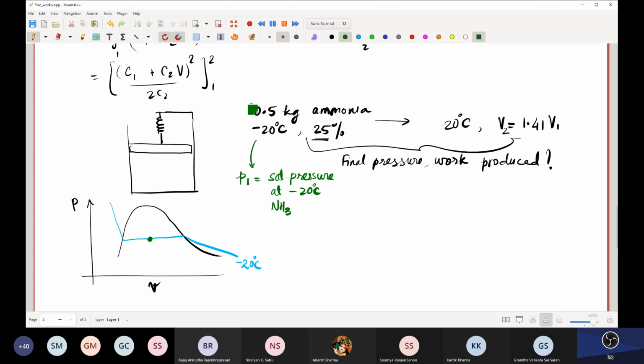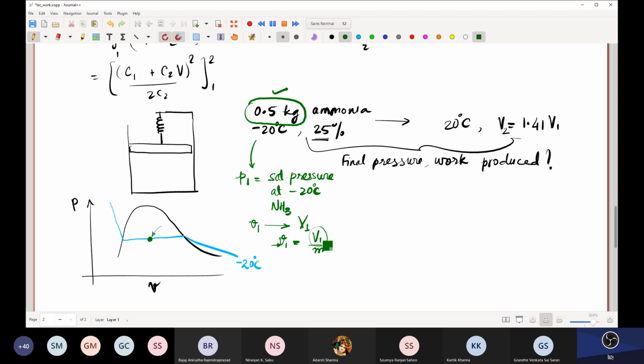And it is given that initially you have half a kilogram of ammonia. Given that you know precisely what this state is, you will also be able to figure out the specific volume of state 1. And if you know the specific volume of state 1, you can find out the initial total volume. What is the formula? The specific volume is equal to the volume per unit mass. You know what the mass is, so you can determine the specific volume, and with the help of that, the total volume as well.